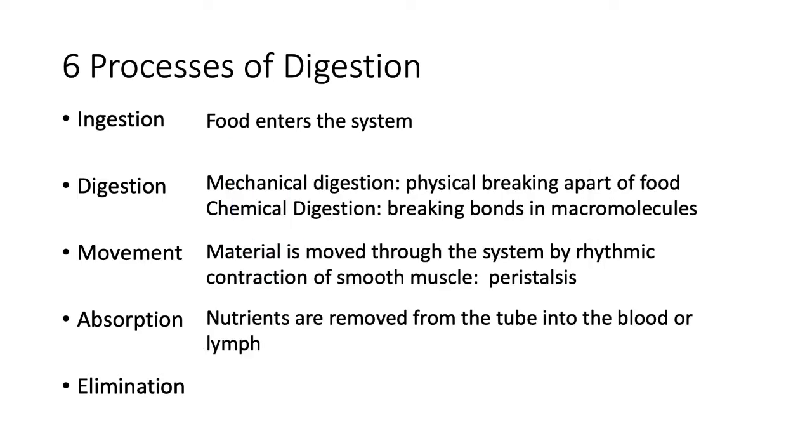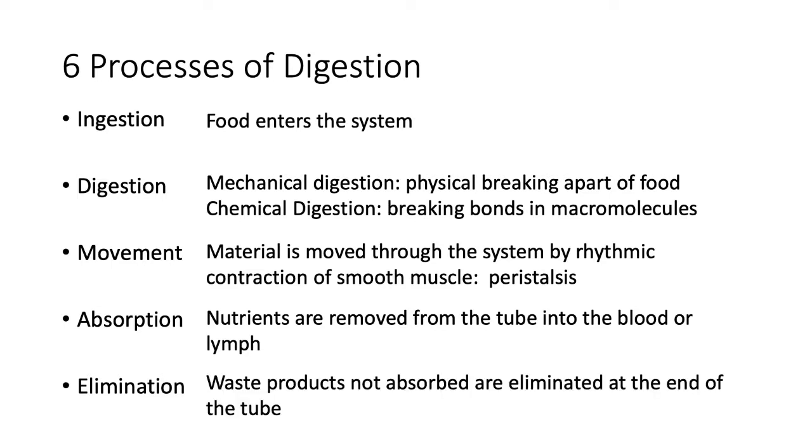Absorption is when the food is broken down into small enough pieces that we can move it across the walls of the tube, either into the blood or lymph system. Absorption starts in the stomach, but the majority of absorption happens in the small intestine. Some also happens in the large intestine. Elimination only happens in one place, and that is the anus. This is where waste that is not absorbed will be removed from the body.